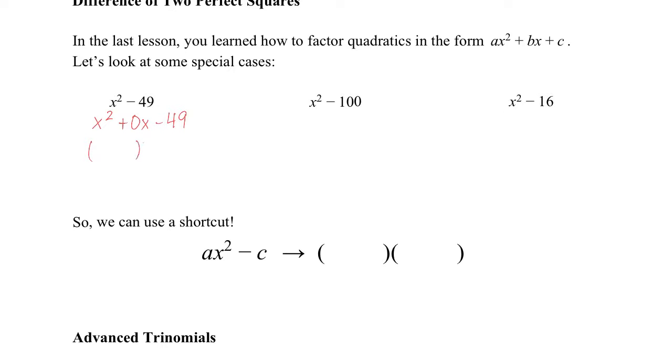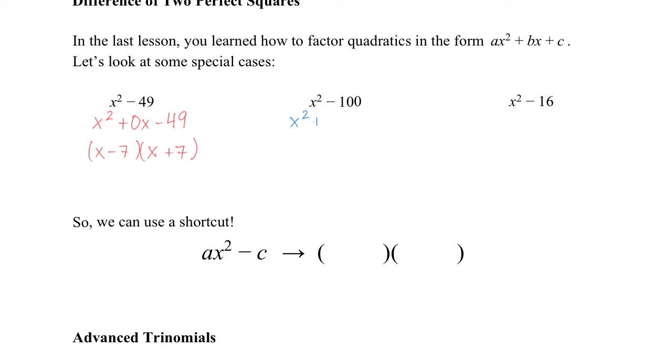So we know this is going to be two parentheses. X times x gives me x squared. And then I have to find two numbers that multiply to negative 49 and add to 0. And it turns out you can use your calculator trick or whatever, but this is going to be negative 7 and positive 7. All right, let's look at this next one.